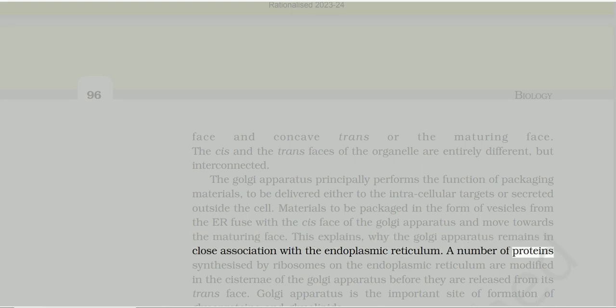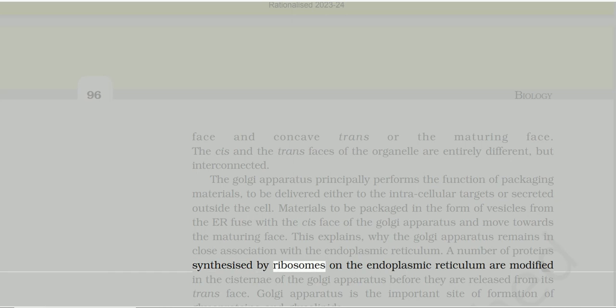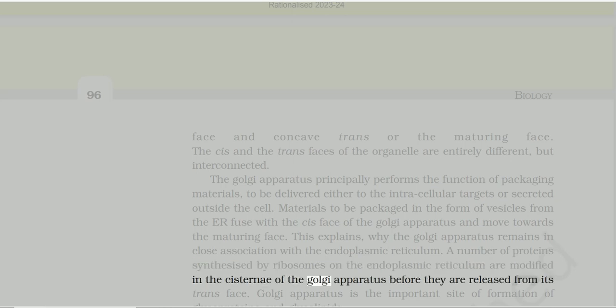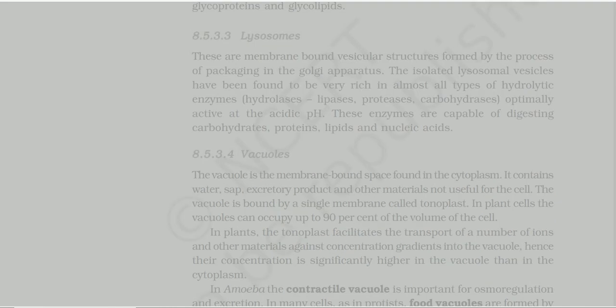A number of proteins synthesized by ribosomes on the endoplasmic reticulum are modified in the cisternae of the Golgi apparatus before they are released from its trans phase. Golgi apparatus is the important site of formation of glycoproteins and glycolipids.